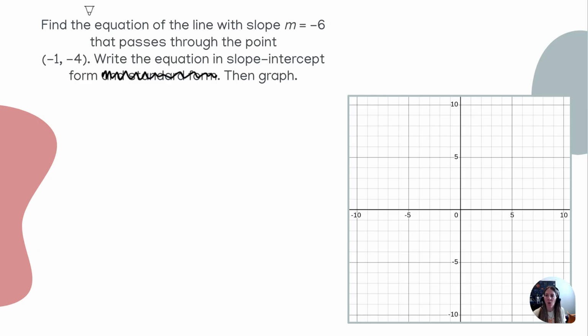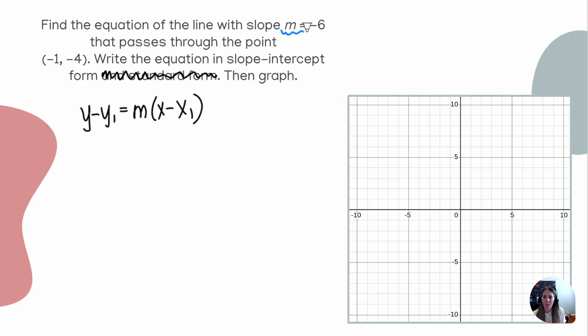Okay, so if you are given the slope of a line and a point on the line, then you probably want to use point-slope form of an equation. That is on your formula sheet. So point-slope form says we do y minus y1 equals m times (x minus x1). This would give us the equation of that line.